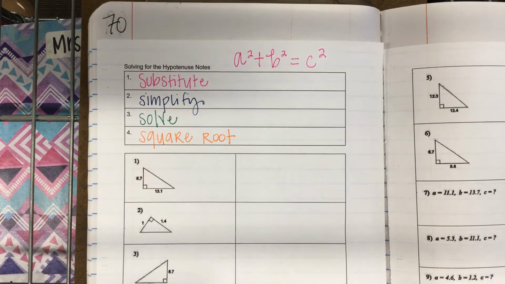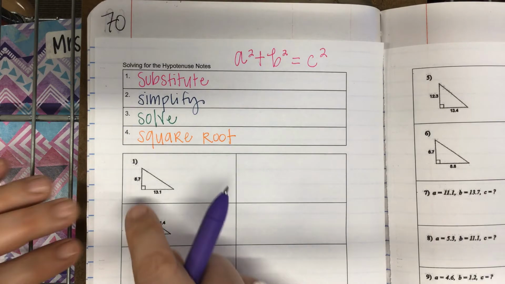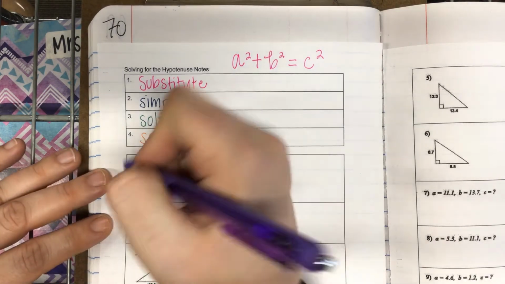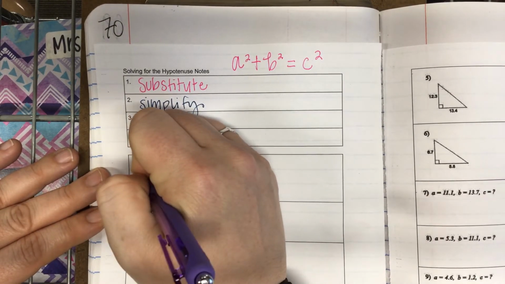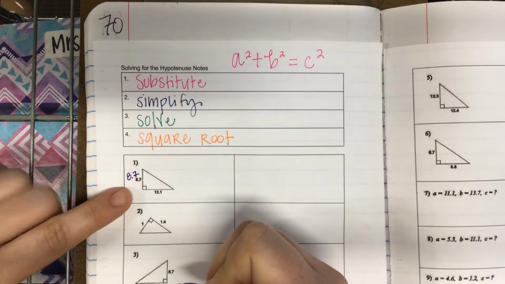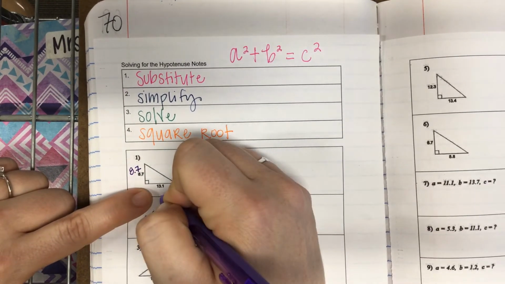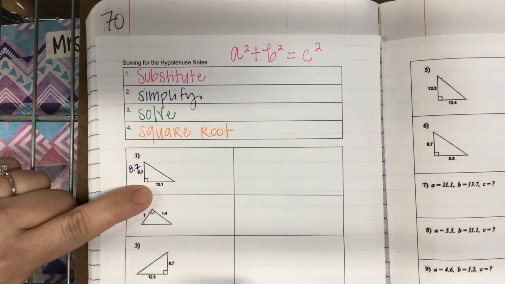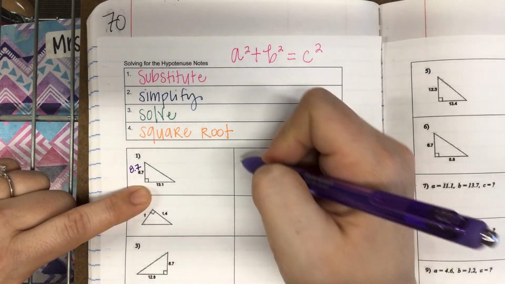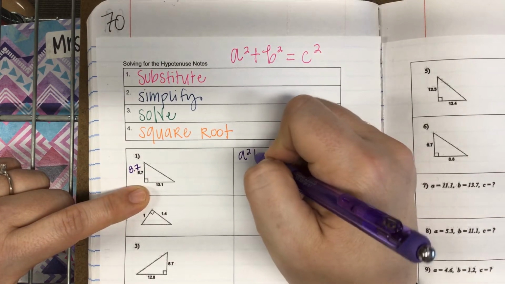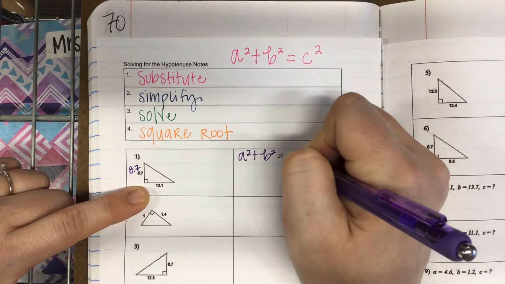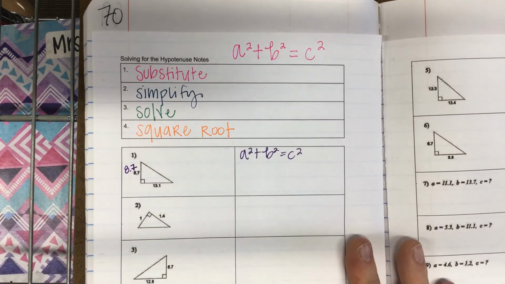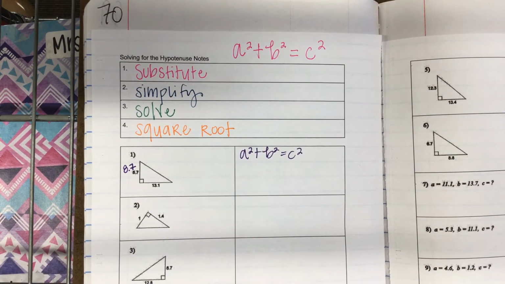So let's test it out. These numbers are hard to read. I apologize. This is 8.7 and 13.1. You can read the 13.1 better. So again, a squared plus b squared equals c squared. The Pythagorean theorem is what we use for right triangles. Step number 1 is to substitute.